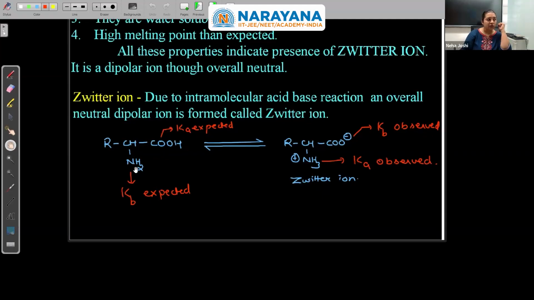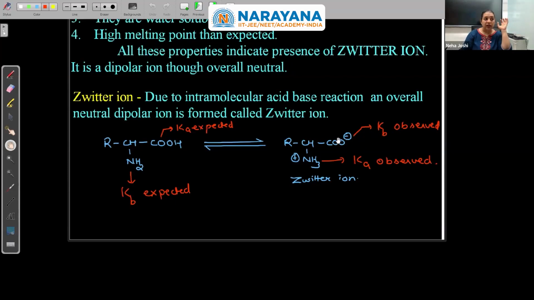This is the acidic part, this is the NH2 basic part. So they exchange H plus intramolecularly and have this polar species. Overall, it is neutral, but it has the dipoles. One end is negative, one is positive. This is called a zwitter ion. And here we are starting a very, very important question zone.